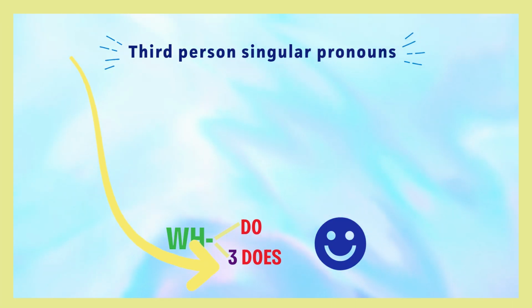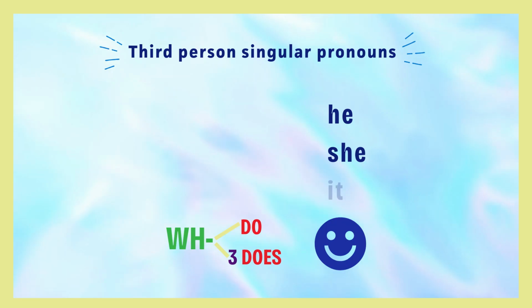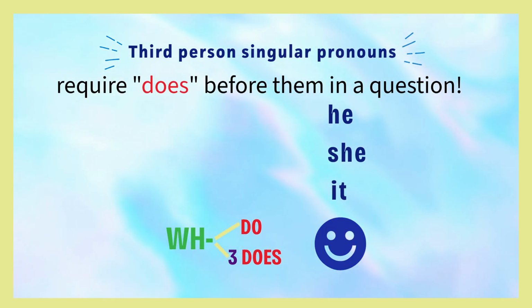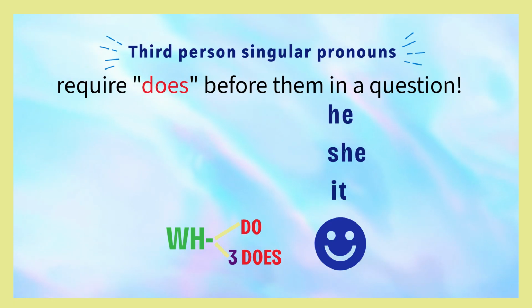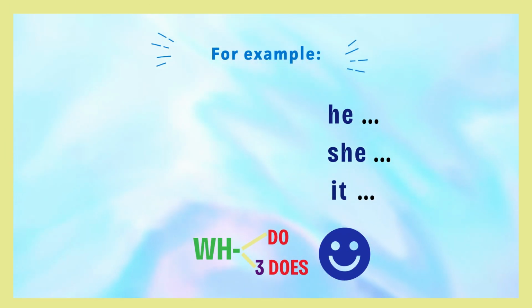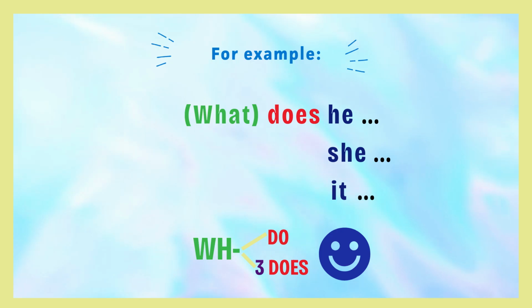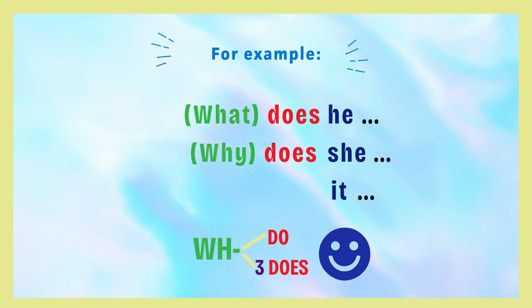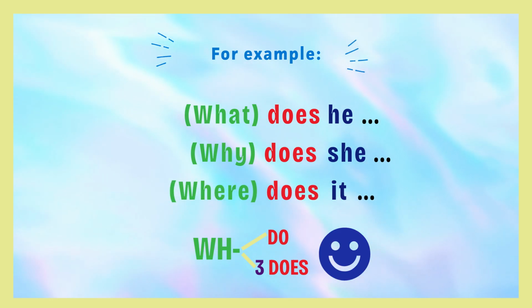Third person singular pronouns: he, she, it require does before them in the question. For example, what does he? Why does she? Where does it?